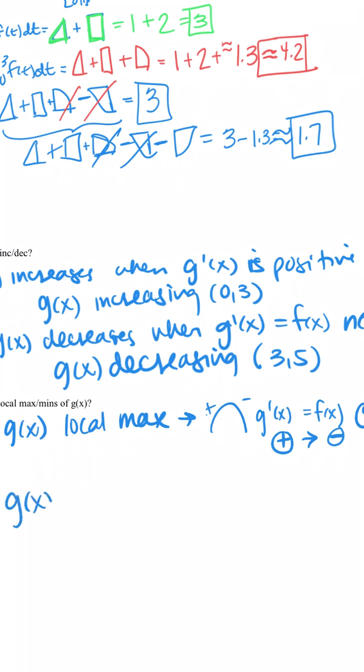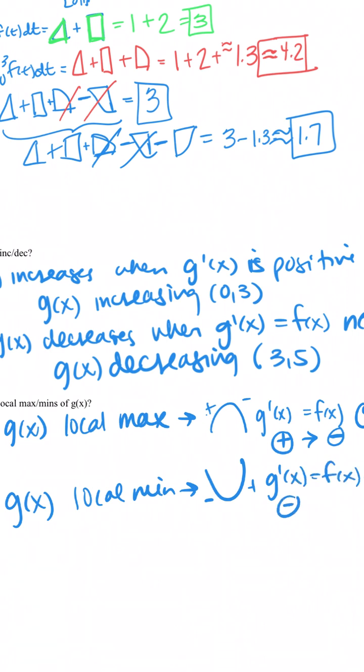And then a local min is where we're going from a negative slope to a positive slope. So g prime of x, equal to the function, going from negative to positive, and there are none. No local min in this case, because we don't have any place on that graph where the function is going from negative to positive. It might be happening at 5, but I don't know what's happening to the right of 5, so I cannot make that assumption.